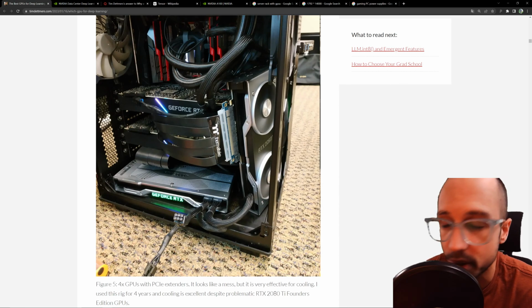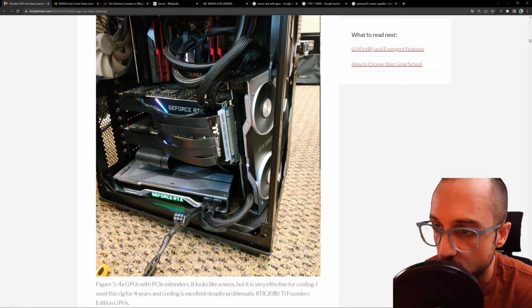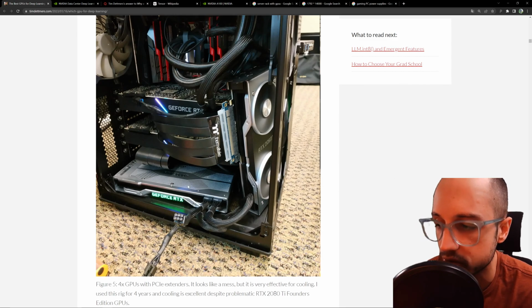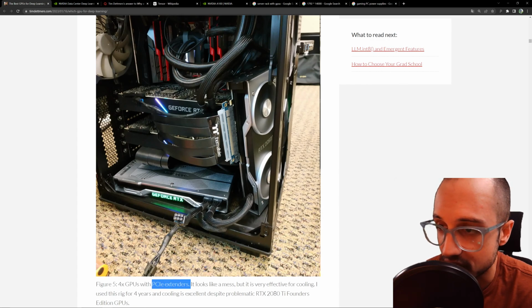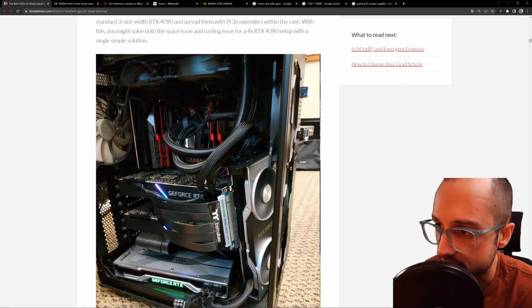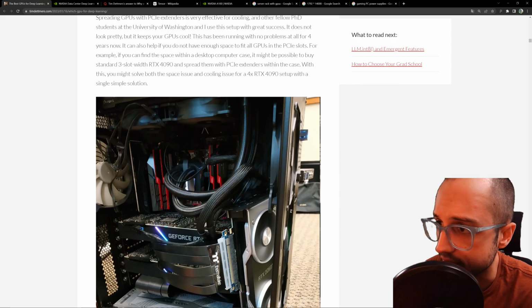And you can see here how he's used these PCIe extenders to put the GPUs further away from each other, right? And by putting them further away from each other, they can cool more efficiently. If all 4 of these GPUs were jammed in here, right on top of each other, the fans wouldn't be able to really work properly and the GPUs would very quickly heat up and then throttle themselves. So by using PCIe extenders, he puts the GPUs further apart and thus they cool more efficiently and never throttle themselves. That's quite a nice little hack that this guy has.